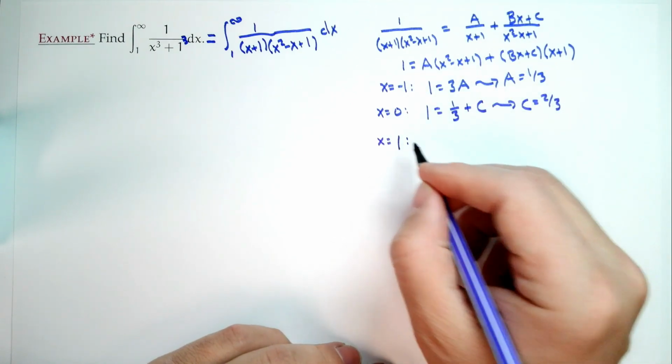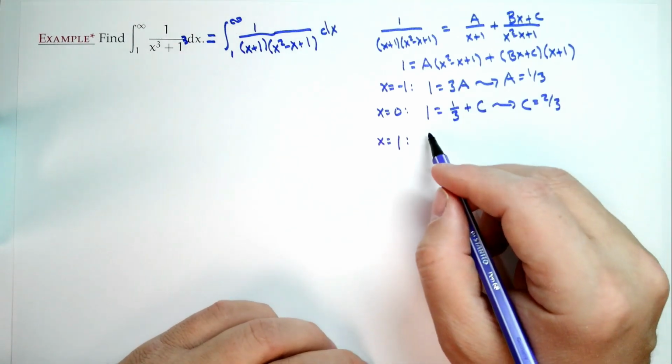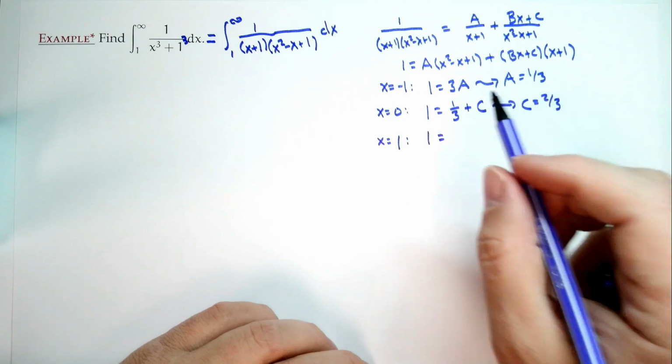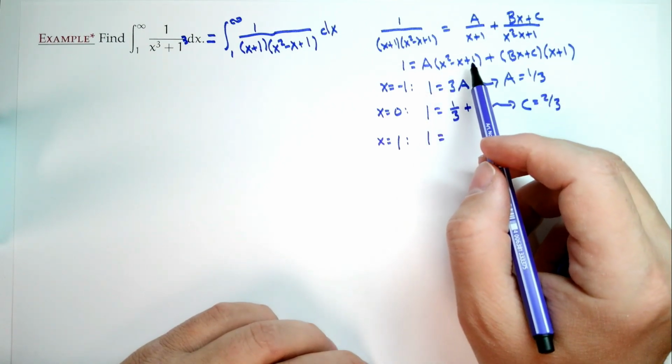always 1. 0 and 1, they're your friends. Use them. Hang out with them. Take them out to dinner sometimes. All right. What do we get? Plug in 1. 1 minus 1 plus 1.